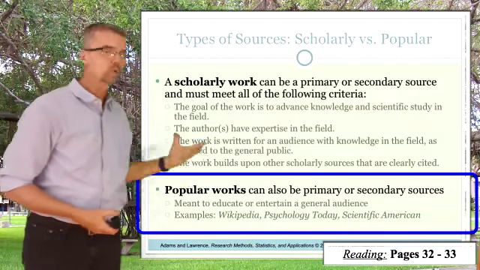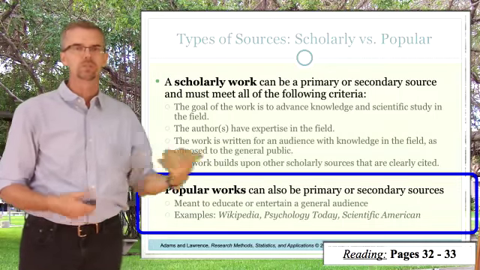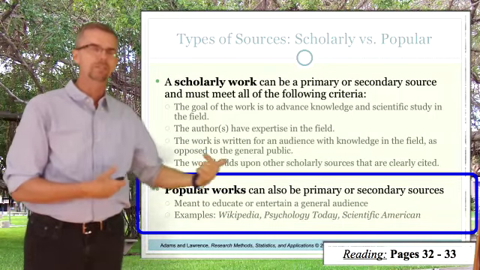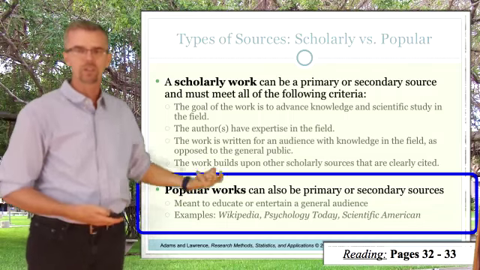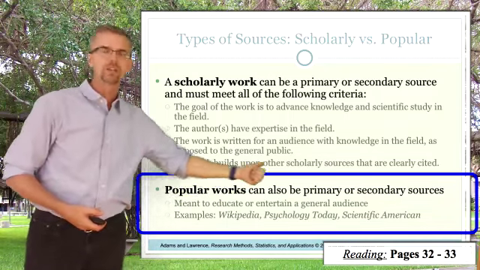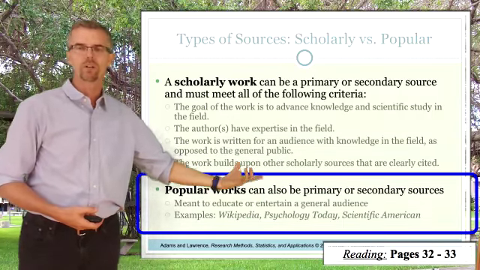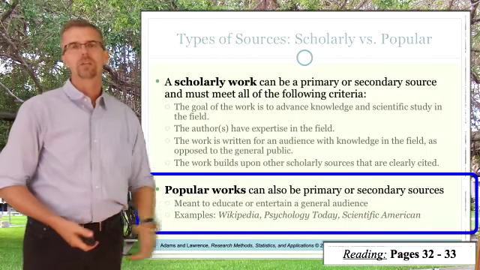But popular work is really easy to find on the internet, which is a problem because students typically want to go with the easiest path. And so I need to caution you against that. Specifically watch for Wikipedia, Psychology Today, Scientific American. Those are popular works. They're written for an audience that does not have expertise in the field.